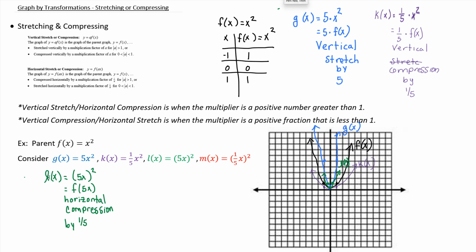Let's take a look at m of x. M of x is 1/5 x, and then that whole quantity is squared. So again, similar to our parent function, f of x is x squared, but what is being squared is different. It's not x, it's 1/5 x. So this is our parent function evaluated at 1/5 x. So the multiplier is on x, so I know that that's horizontal.